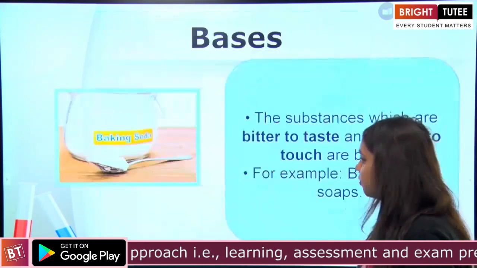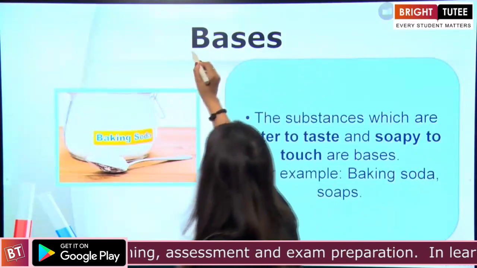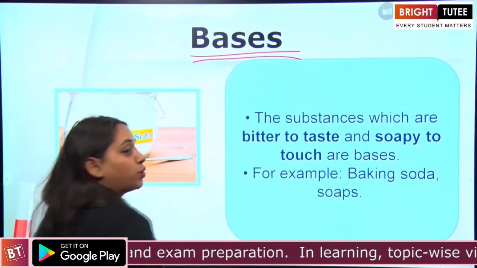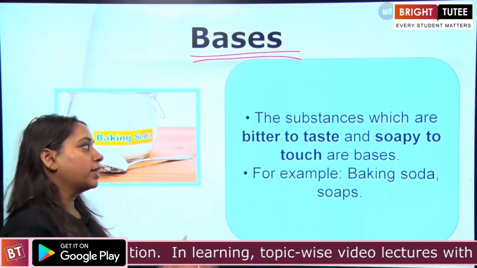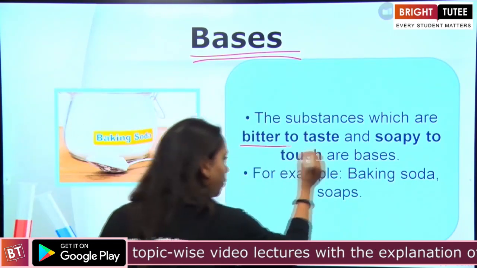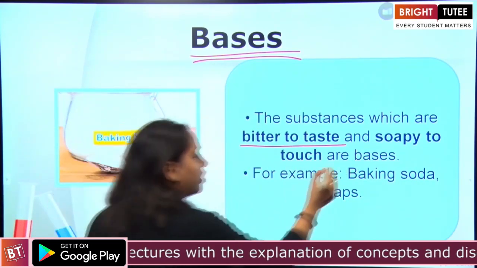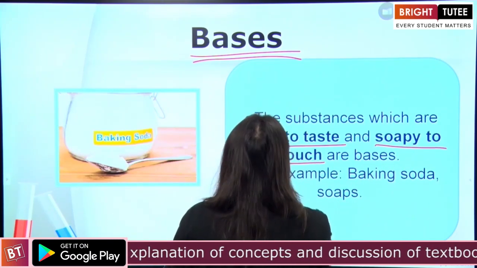So let us now move ahead and understand that what are bases. So children, bases on the other hand are bitter to taste, and they are soapy to touch.